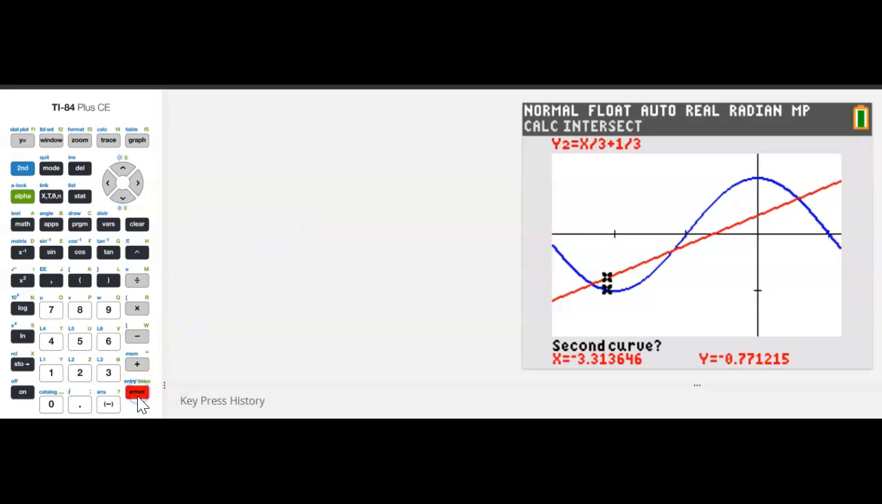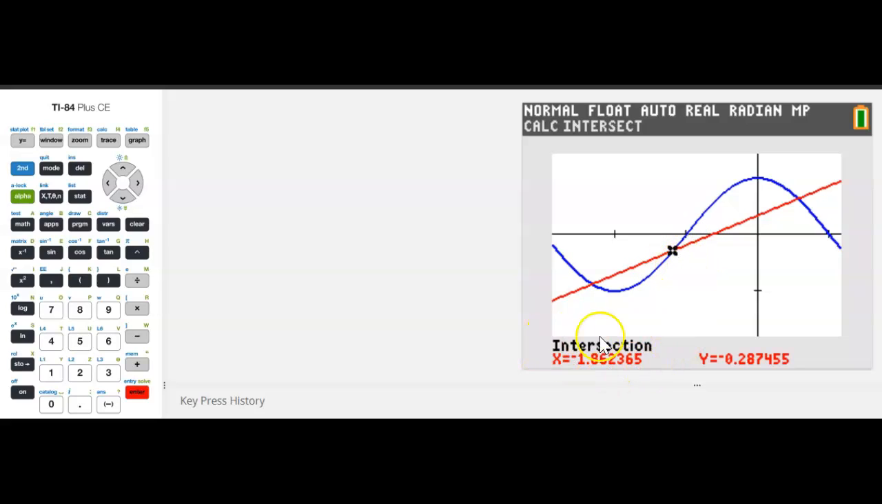Hit enter, enter, and then we want to scooch over here. That's about negative pi over 2. You could type in like a negative 1.5 perhaps, and when you hit enter, it should pop to that location. If that didn't happen, I would enter a different number, or I would scooch the cursor closer and hit enter.